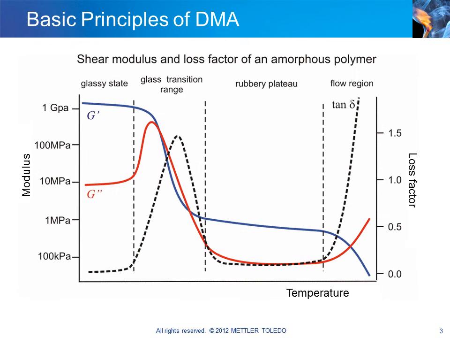The width of the rubbery plateau increases with increasing molar mass. At higher temperatures, the material starts to flow, assuming, of course, that it does not begin to decompose. The storage modulus decreases while the loss modulus and tan delta become larger and the material behaves like a liquid.